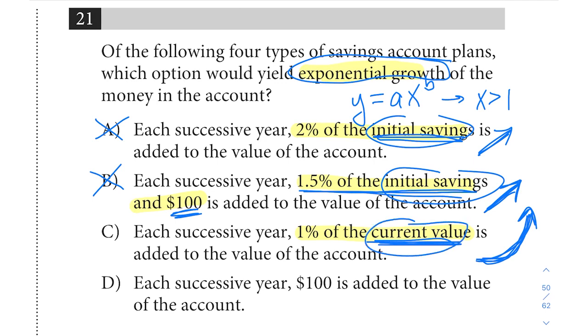This one is going to represent exponential growth because that current value is constantly increasing, which means you're adding more and more and more year over year. Our correct answer on 21 is going to be answer choice C.